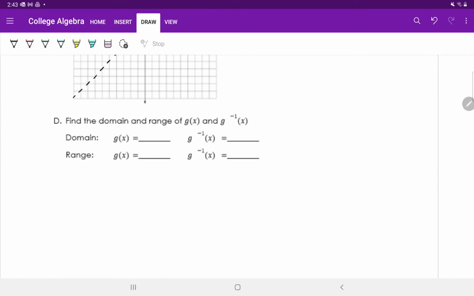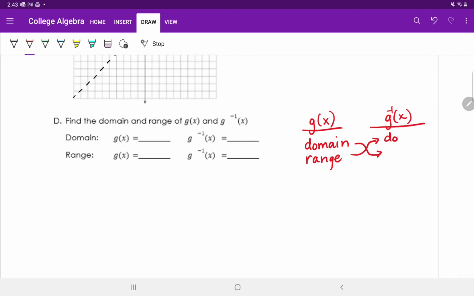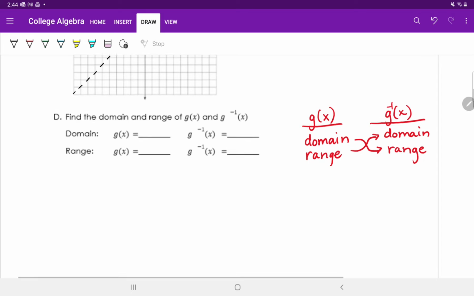The domain and range of g and g inverse also share a relationship. If you have g of x's domain and range, those should be the reverse of g inverse's domain and range. In other words, the domain of g is the same as the range of its inverse, and the range of g is the same as the domain of its inverse. So you can use those facts to find the domain and range of both functions.